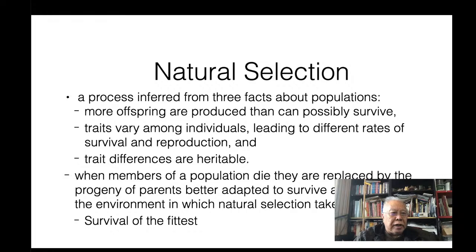Then, when members of a population die, they are replaced by the progeny of parents better adapted to survive. So it's the so-called survival of the fittest. Now, fittest here doesn't mean the strongest. It just means it has survived, and therefore it can reproduce, and this reproduction keeps on selecting those which favor survival. So the fittest here is not necessarily the strongest. It might be the fastest, it might be the slowest, whatever, or it may have the best protection and so forth. So these are the main driving forces of natural selection.